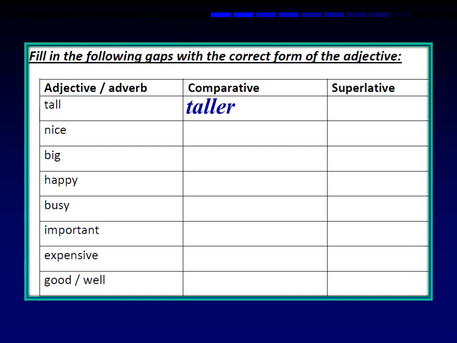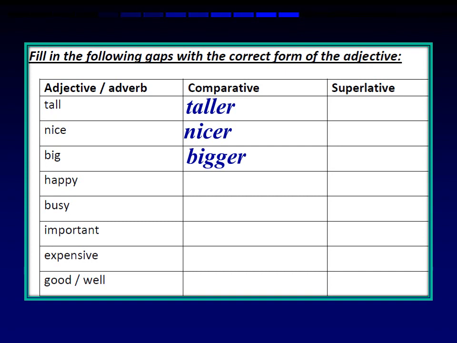It will be taller. I can say Ali is taller than Sammy. What about nice? Nice also is a short adjective. I should add what? ER followed by than. Because we have E, we just add what? R to the adjective. What about big? Big becomes what? Bigger than.